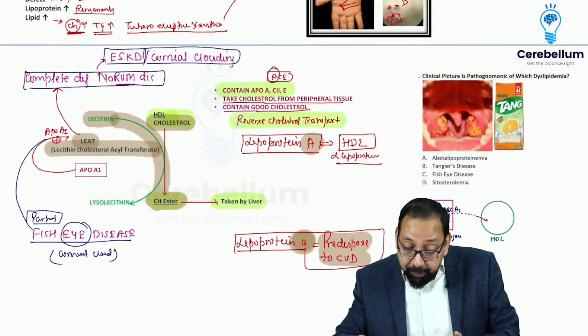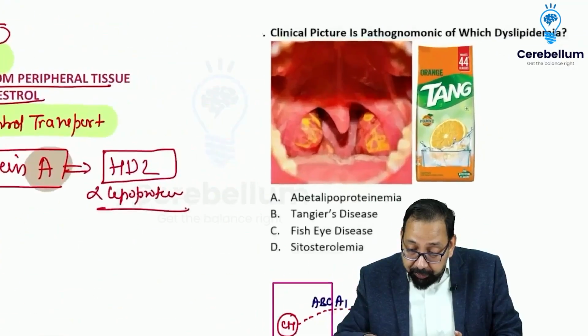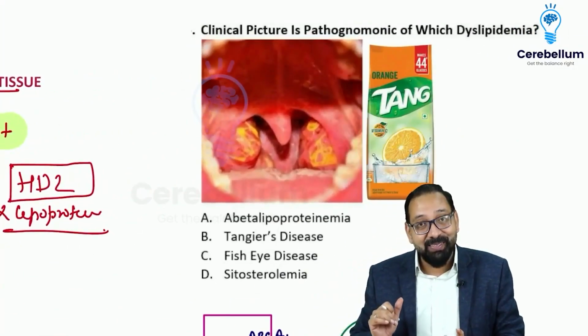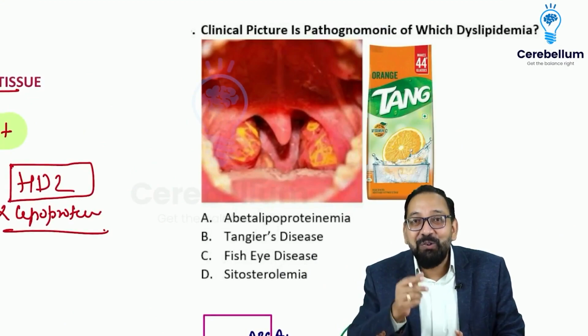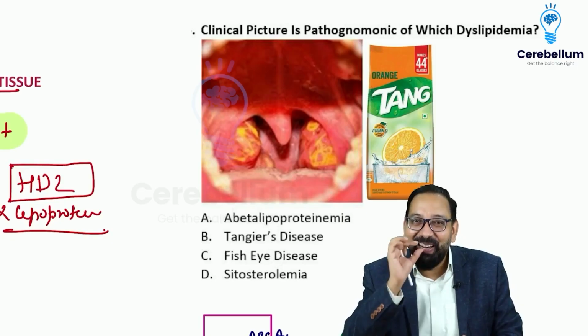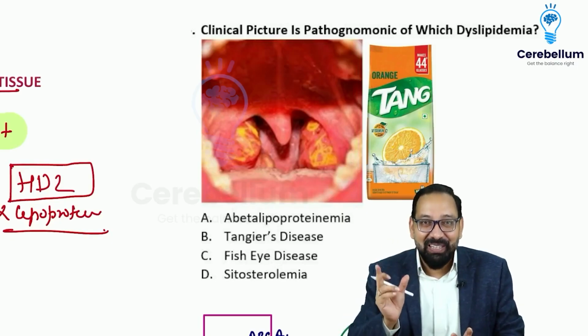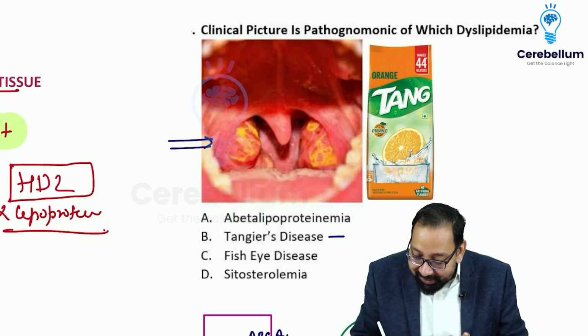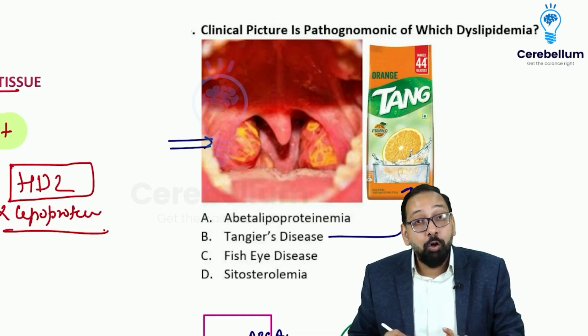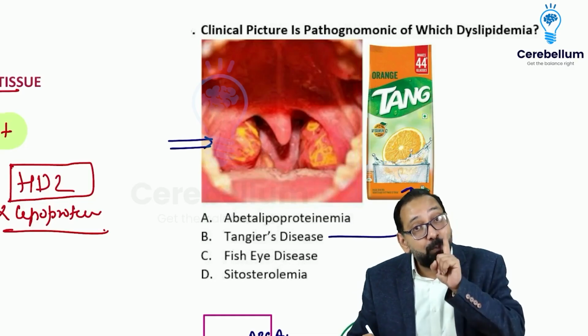Now, a question is asked when you see this Tang. Yes, the most common flavor of Tang is orange color. So if you are drinking Tang again and again, your tonsil would be orange color. So this is the pathognomonic orange color tonsil, Tangier disease. Now you will see Tang is the number one drink.